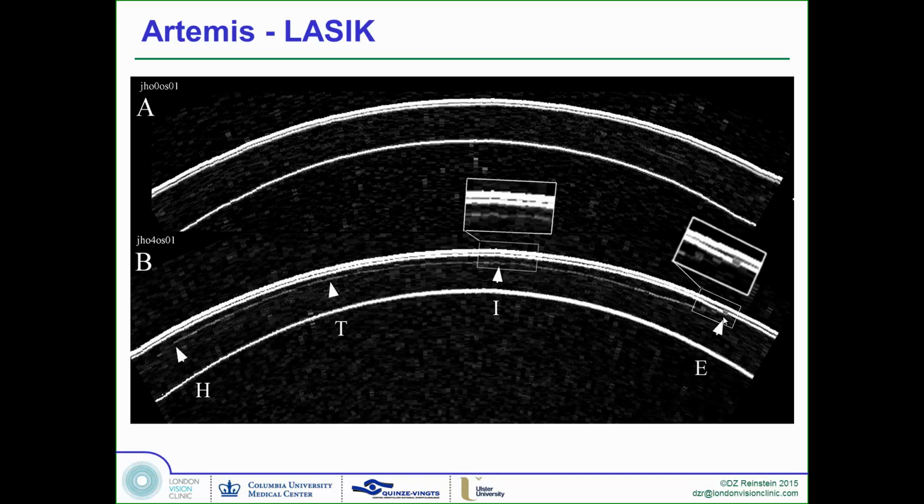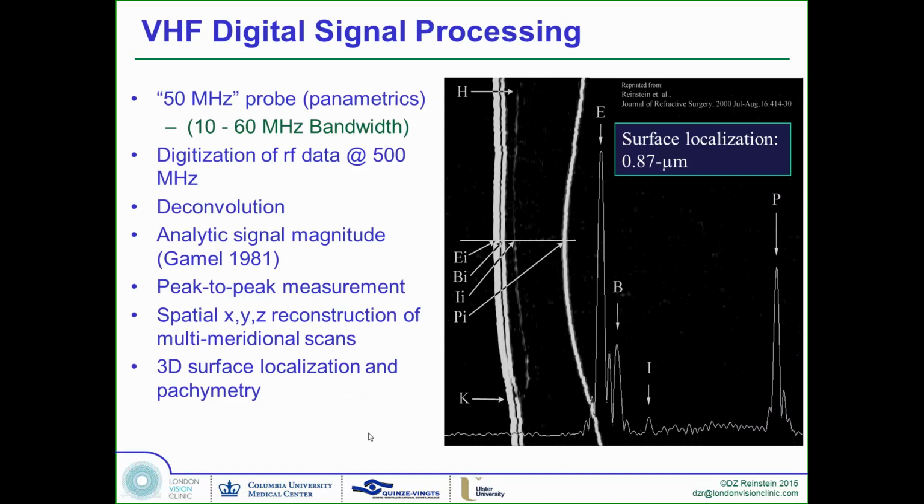We demonstrated that using the analytic signal magnitude, we could increase the signal-to-noise ratio of this high-frequency ultrasound so much that we could detect each surface within the cornea to less than 1 micron localization precision, 0.87 micron localization precision. And this is a system that we developed in the early 90s.